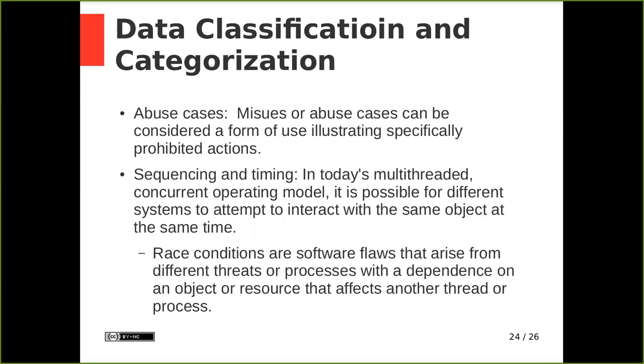Sequencing and timing. In today's multi-threaded concurrent operating model, it is possible for different systems to attempt to interact with the same object at the same time. So here you have race conditions, which are software flaws that arise from different threads or processes with a dependence on an object or resource that affects another thread or process.